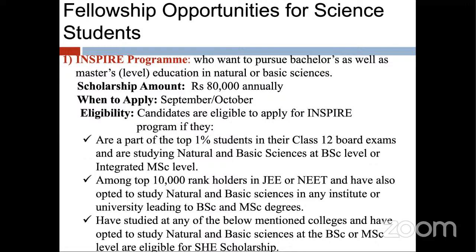This is for candidates who are in the top 1% of students in their class 12 board exams and are studying BSc or integrated MSc. It is given to JEE or NEET students who are among the top 10,000 rankers and opt for basic sciences, and have studied at any of the colleges and opted to study natural science at BSc, or are eligible for the SHE scholarship. The SHE scholarship is also for girl students.